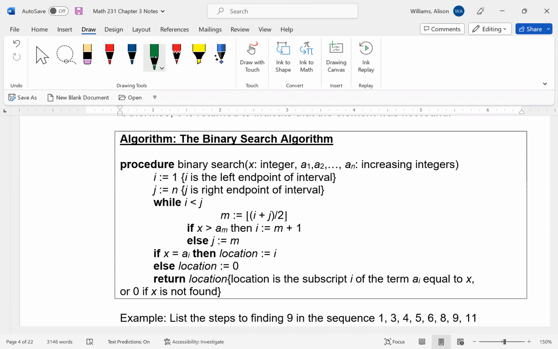So I is going to be, if X is bigger than A sub M, so we're looking at this M term, this is the splitting of the list. We're looking at the right term of the first list. If that happens to be smaller than the value we're searching for, X, then we move into the next list and focus on the next list. And then the next list starts with M plus 1, the next term.